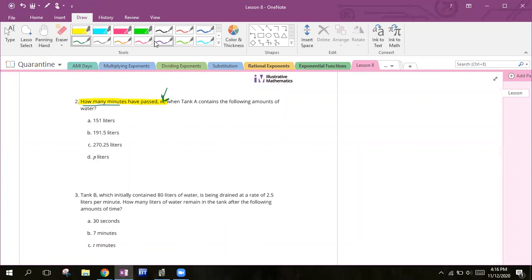Okay, so this may be easier if you take your paper and divide it up somehow. Whatever floats your boat. You don't have to do it that way. Okay, so for A, we have 151 liters, okay?